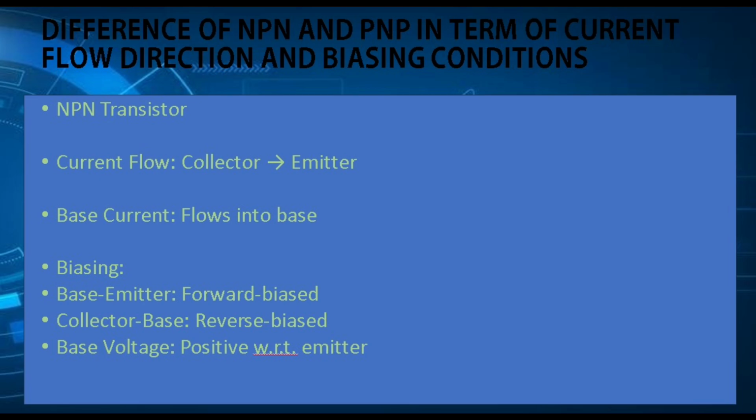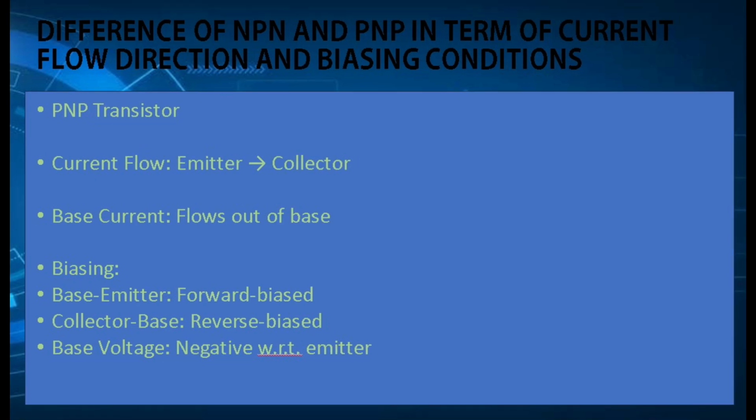For current flow, for the NPN transistor, the current flows from collector to emitter. The base current flows into the base. For the biasing, the base emitter is forward biased, the collector base is reverse biased, and the base voltage is positive with respect to the emitter.